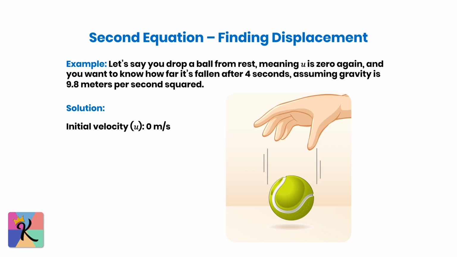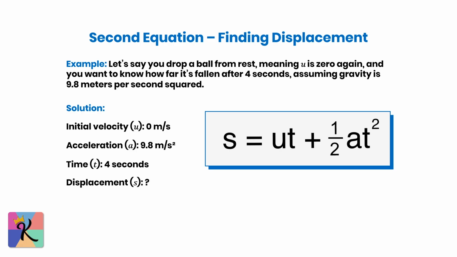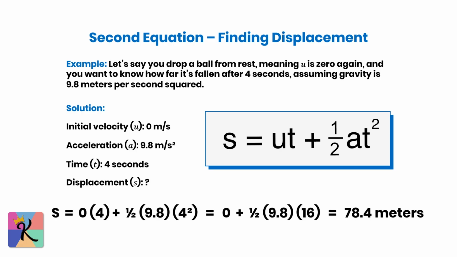Initial velocity is 0. Acceleration is 9.8. Time is 4 seconds. Using this second equation, input the values. After 4 seconds, the ball has fallen 78.4 meters.